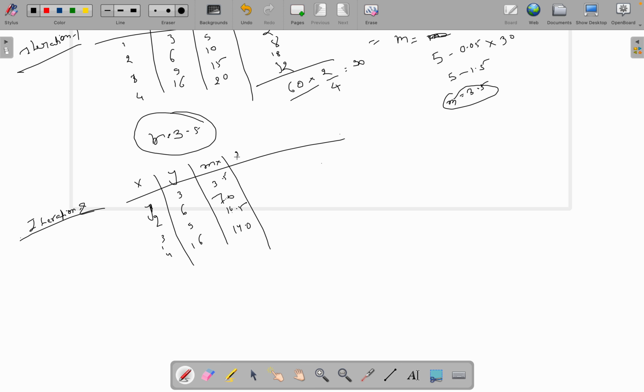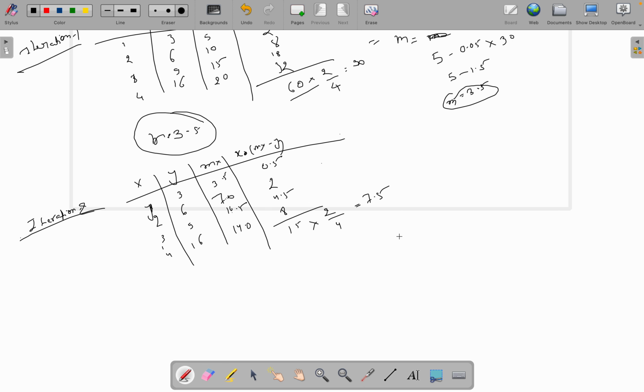Now mx minus y. So 3.5 minus 3 into 1, 0.5, and similarly all these values 2, 4.5 and 8. When you do this sum it will come as 15. So 15 into 2 divided by number of samples, that is 7.5.